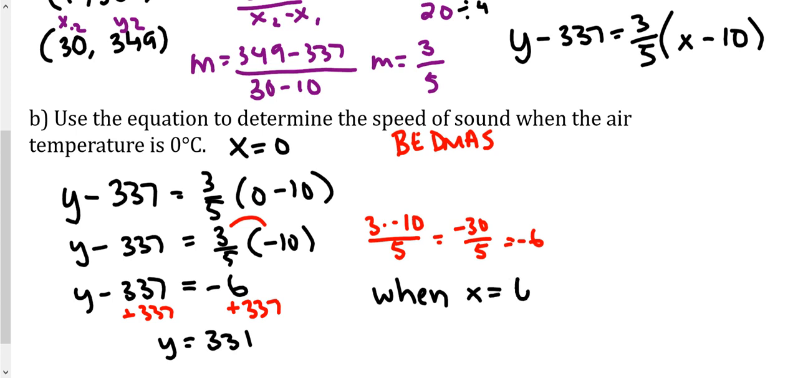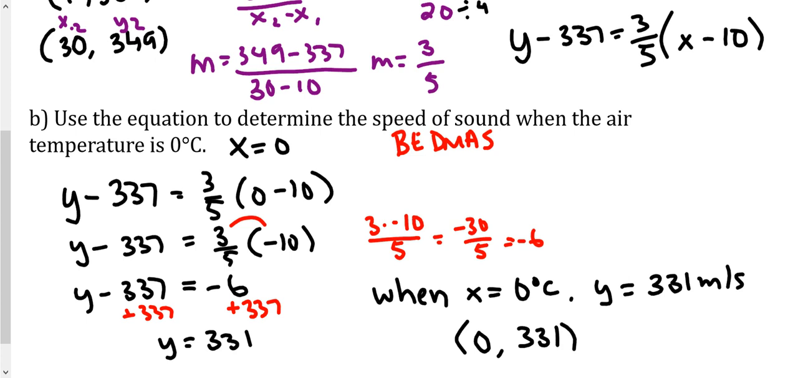Okay? So when x is 0 degrees Celsius, y is 331 meters per second. All right, we have a coordinate of 0, 331 in terms of this graph.